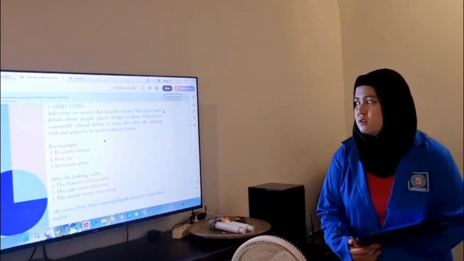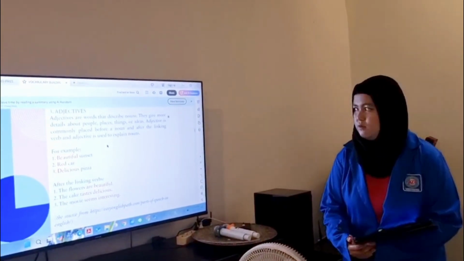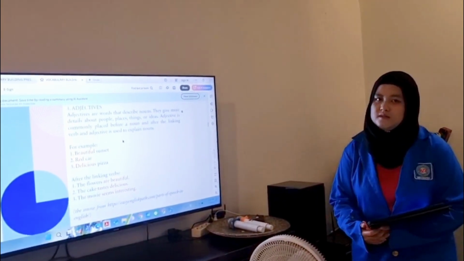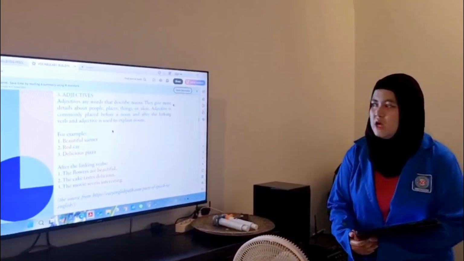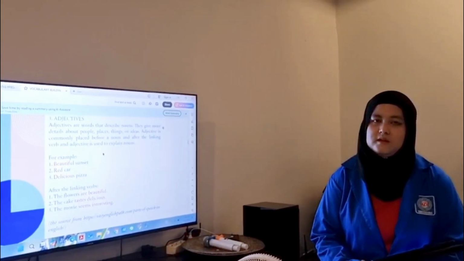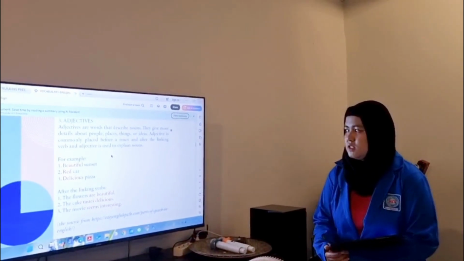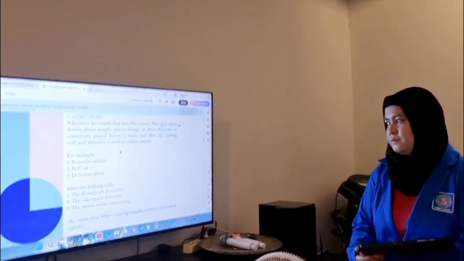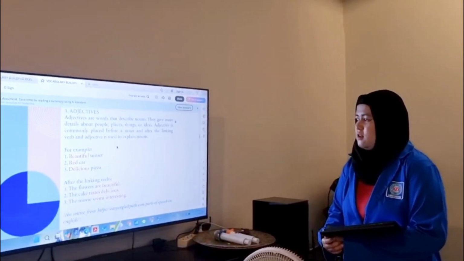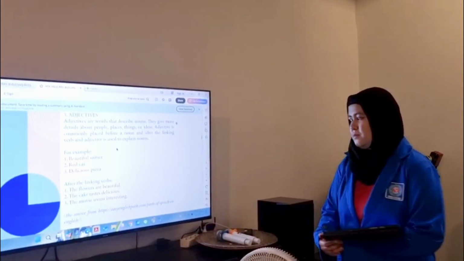And the third one, adjectives. Adjectives are words that describe nouns. They give more details about people, places, things, or ideas. An adjective is commonly placed before a noun and after a linking verb. An adjective is used to explain nouns. For example, beautiful sunset, red car, delicious pizza. The red one is the adjective.